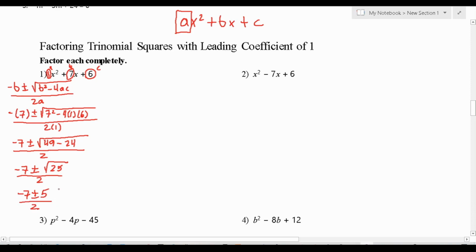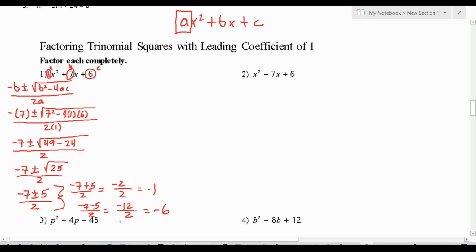As you may recall, we split this into two solutions, namely negative 7 plus 5 over 2, as well as negative 7 minus 5 over 2. And we solve accordingly, starting with the top one. Negative 7 plus 5 is negative 2. That's over 2. Negative 2 divided by positive 2 is negative 1. Negative 7 minus 5 is negative 12 over 2. Negative 12 divided by 2 is negative 6.